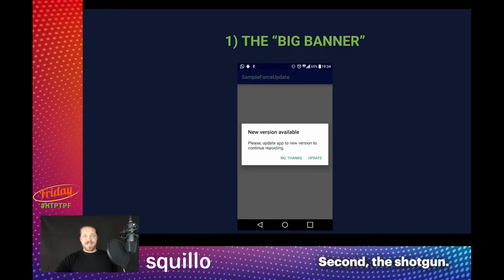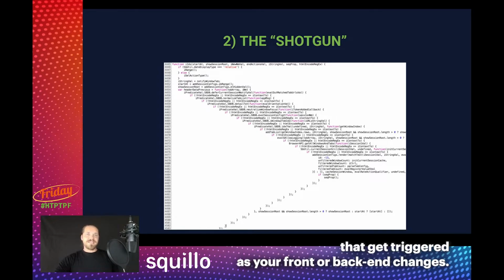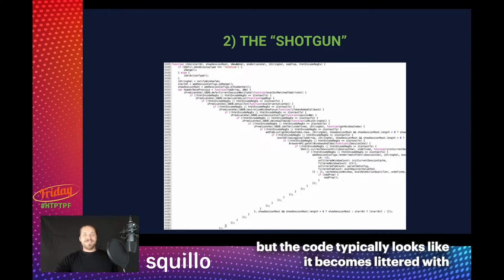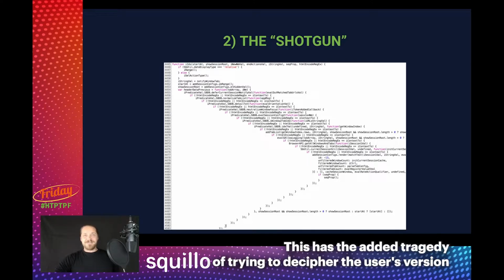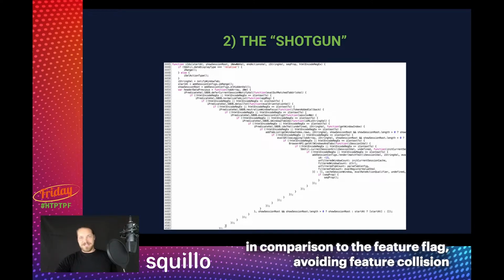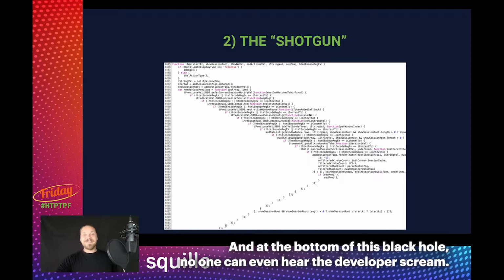Second, the shotgun. You can use a series of future feature release tags that get triggered as your front or back end changes. This lets users avoid inconvenient upgrades, but the code typically becomes littered with if-else statements. This has the added tragedy of trying to decipher the user's version in comparison to the feature flag, avoiding feature collision, not to mention that E2E testing is nigh on impossible, and at the bottom of this black hole, no one can even hear the developer scream.